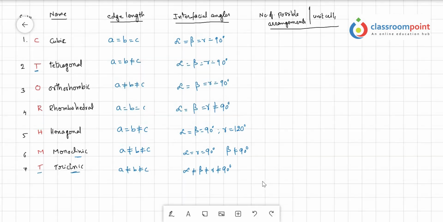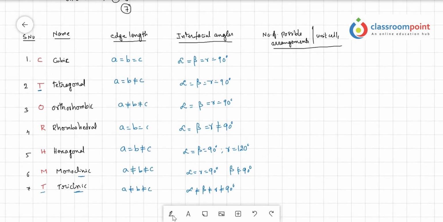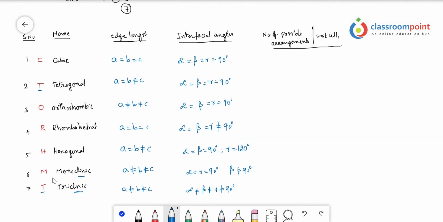Okay, so this is about the interfacial angles. Among all these crystal systems, the most symmetrical crystal system is cubic. See, all these edge lengths are equal to one another, and the interfacial angles are also equal to one another. At the same time, these interfacial angles are equal to 90 degrees.